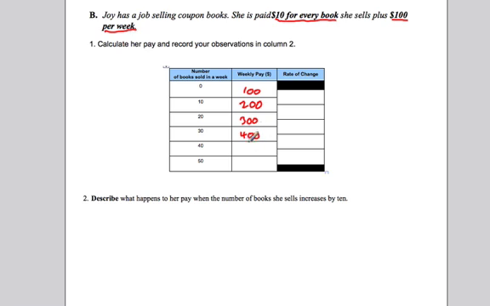And what you should start to see here is that there's a pattern within the table. Every time she sells 10 more books, her pay increases by $100. And you should answer this in full sentence form. This says, describe what happens to her pay when the number of books she sells increases by 10. Pay increases by $100 when she sells 10 more books.